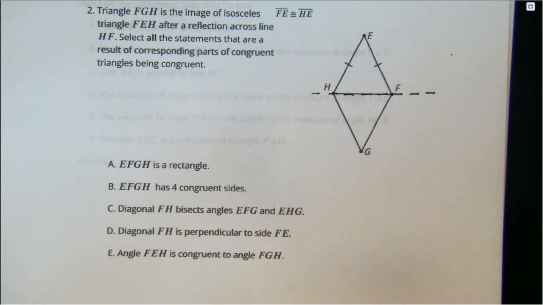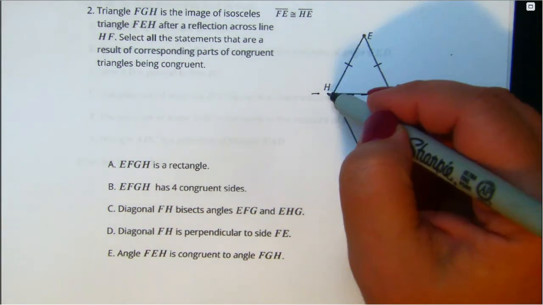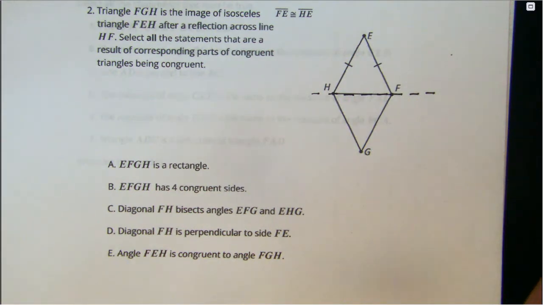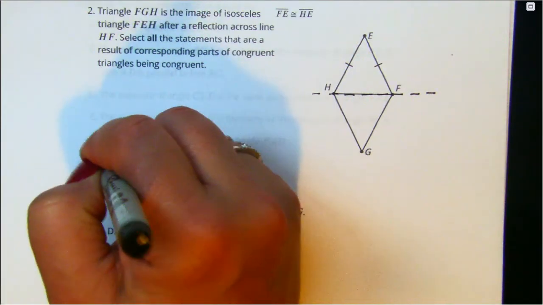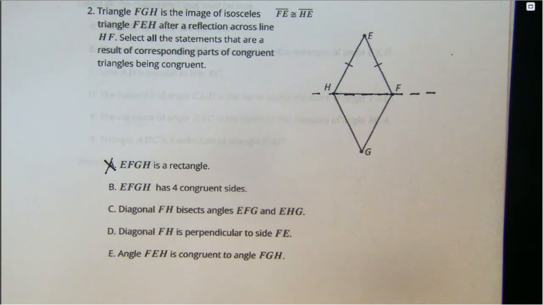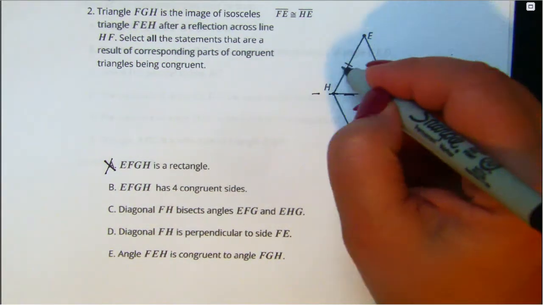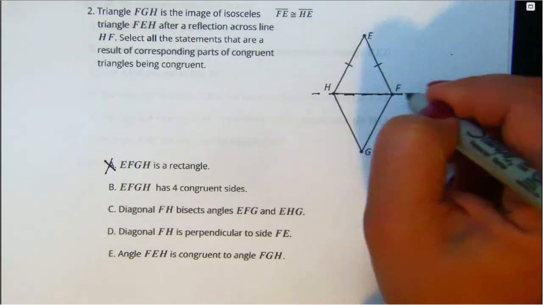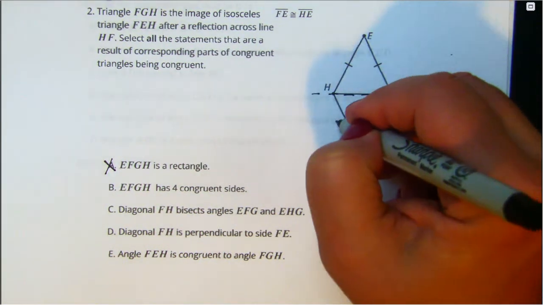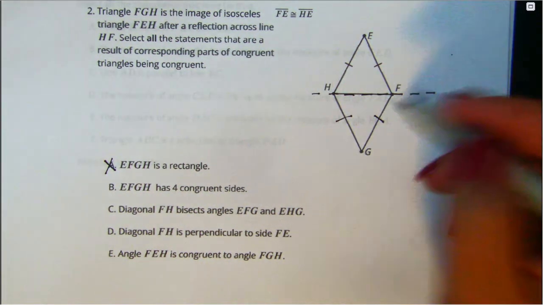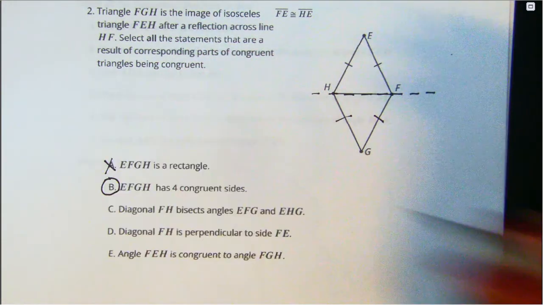A, EFGH is a rectangle. Well, I can clearly see those aren't 90 degrees, and a rectangle has 4 90-degree angles. EFGH has 4 congruent sides. If these two sides were congruent, and I did a reflection, then these two sides are also congruent. So yes, it has 4 congruent sides.